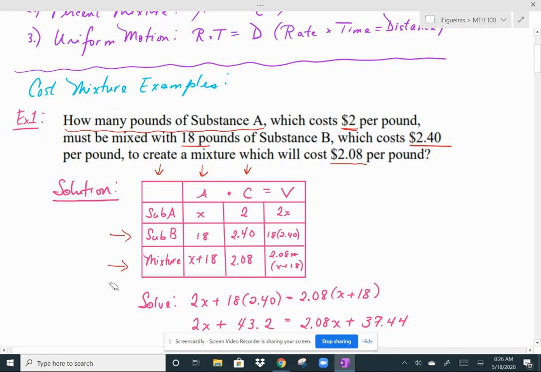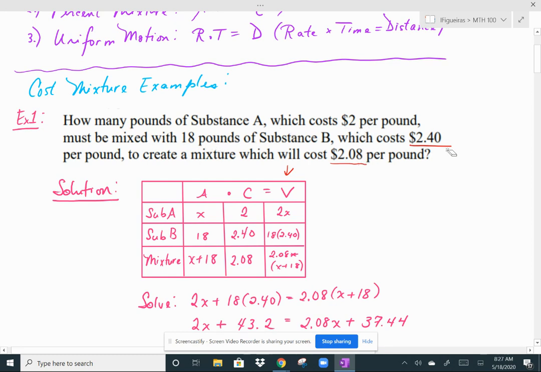All right, so in the last column, the value column, it's just the product of amount times cost. So that's what you see in this column. The value for substance A is 2x. The value for substance B is 18 times 2.40. The value for the mixture is $2.08 times (x plus 18).